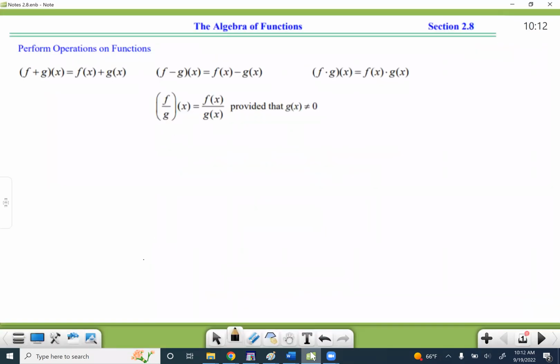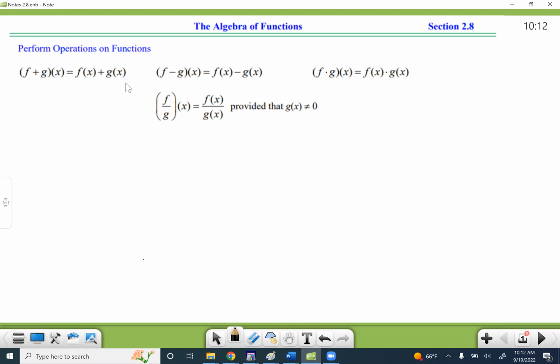This is our last section in chapter 2, and it's just going to be the algebra of functions. The main thing that's tough about this section is really just the notation. The notation's kind of strange looking and it really throws people off. So let's look at this first page in detail.